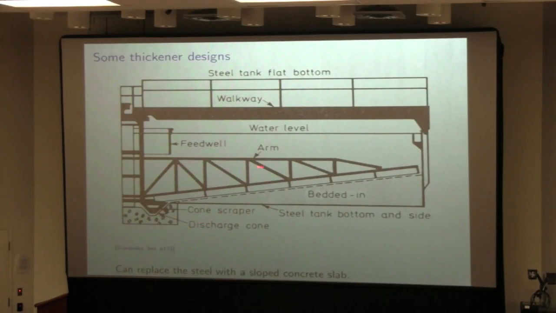We've seen some of the other features, such as the rake over here. That rake helps to create channels through the solids for liquids to escape. We've got a feed well over here over which the material is dissipated. And then we always have walkways to the center to get to the pump. Maybe we might need to declog the feed well if something's gone wrong or for maintenance purposes.